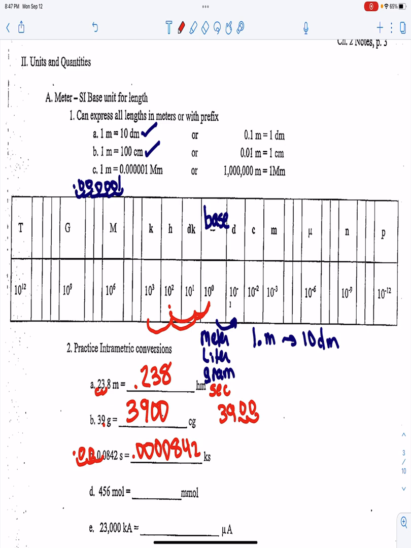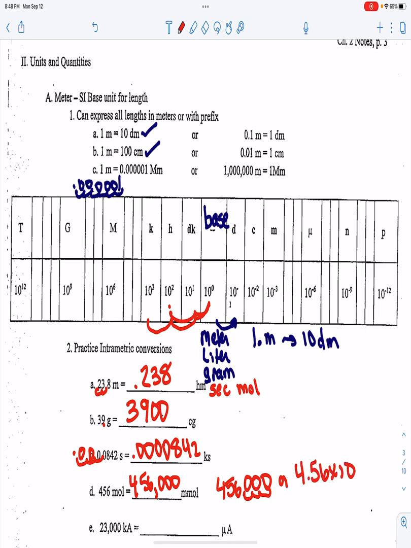A mole is also considered to be a base unit. So I'm going to go from 456 moles to a milli. So I'm going to go 1, 2, 3, moving it 3 places to the right. So a millimole is going to add 3 zeros to the end. So that's going to be 456,000 millimoles, or 4.56 times 10 to the 5th, using scientific notation.